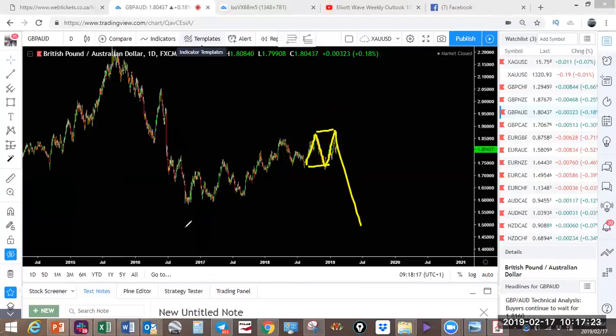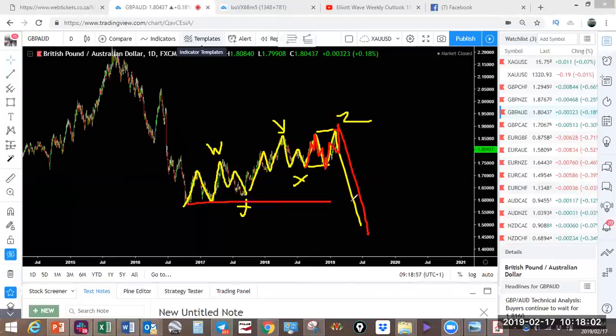Why would you want to drop it? It's because you have this one, 1, 2, 3, that is a flat correction, 1, 2, 3, 1, 2, 3, 1, 2, 3. W, first structure, X, second structure, Y, X, your Z. So that is why you wanted to have that structure that I showed you in the lower degree, 1, 2, 3, 1, 2, 3, 1, 2, 3. Simple as that. So if we get to retest this level here, I would expect that the pound AUD will drop with this big move.